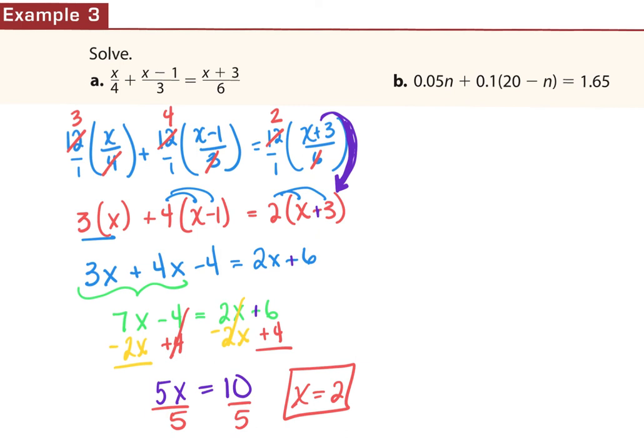Adding and subtracting fractions would have been a pain here. So fractions are the first one. Fractions are something we usually try to avoid because there's a lot of room for error when you're adding and subtracting fractions, right? The other area that we sometimes run into problems are decimals, all right?